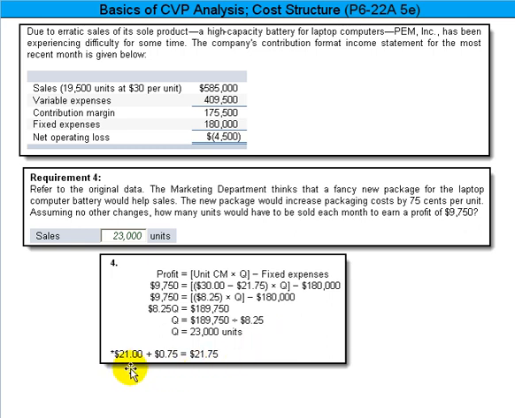And a little note here, $21 plus the 75 cents gets us that new variable cost of $21.75 per unit.